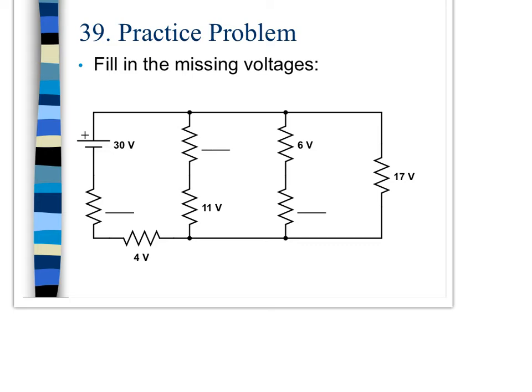So let's go ahead and try a practice problem here. I'm going to create some loops through this circuit and use this idea that the voltages must add up to the voltage of the battery, which in this case is 30 volts. And we're going to fill in some of these missing voltages.